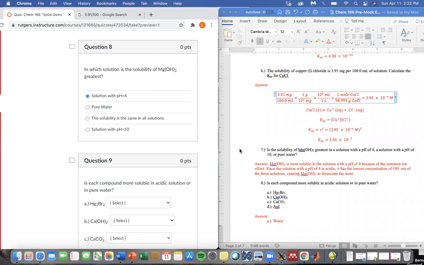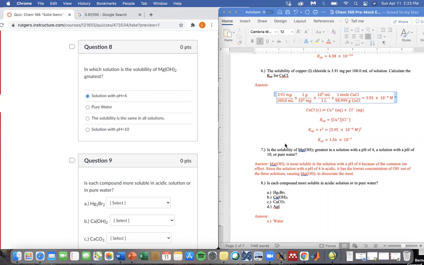The greatest solubility would always be like the greatest number or the smallest? I think I get confused on that. Wait, what'd you say? Could you say it again? When you're trying to find the greatest solubility, it would always be the smallest then, correct? The smallest number? Yeah, so you'd want the smallest initial concentration to have the greatest solubility.